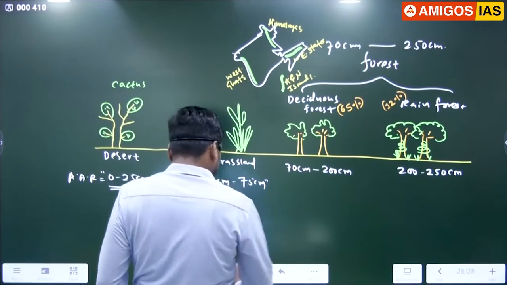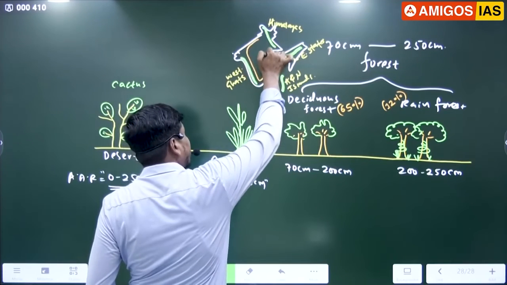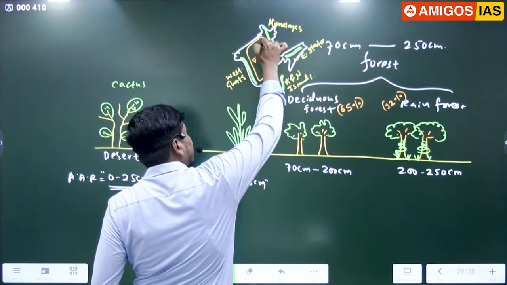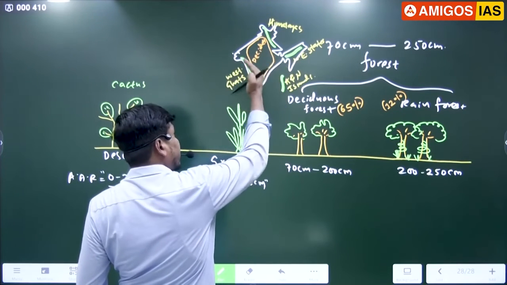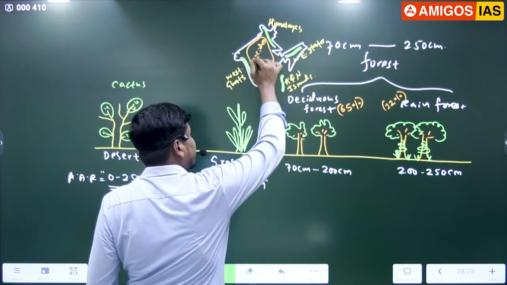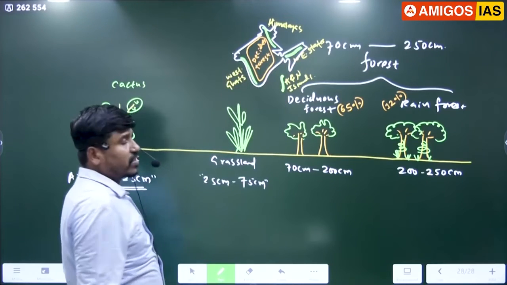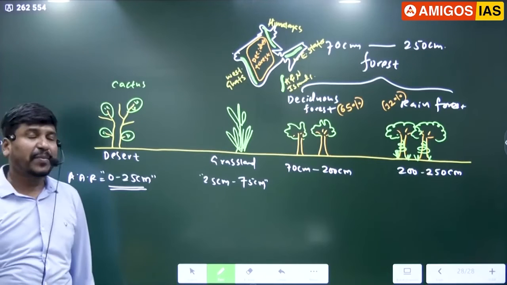If you get the question, Central India having what type of forest? Answer: deciduous forest. Central India mostly has deciduous forest. Andhra, Telangana, Karnataka, Maharashtra, except the western part of Karnataka and Maharashtra, is completely deciduous forest. And Madhya Pradesh largely has deciduous forest. Which state has maximum deciduous forest? Answer: Madhya Pradesh. And which state of India has maximum forest?